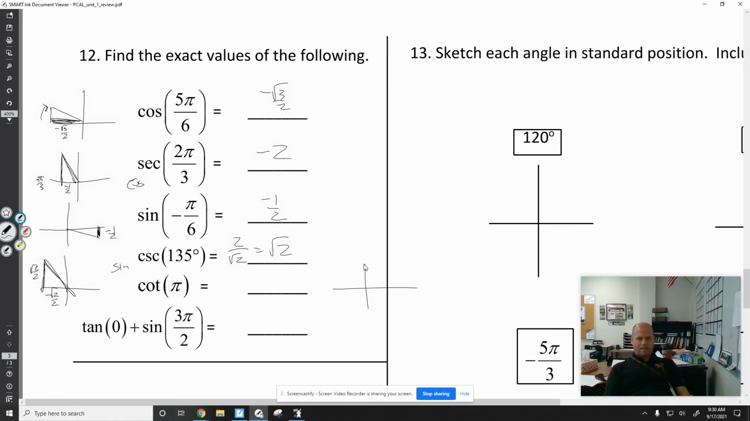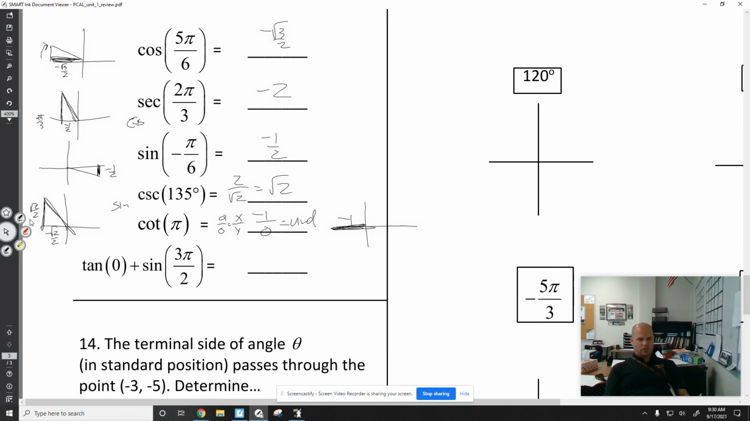If I'm at pi, here's pi. The x distance is -1. There's no y distance. Cotangent, adjacent over opposite, x over y. X is -1, y is 0. You're not allowed to divide by 0. What number times 0 gives you -1? Nothing.